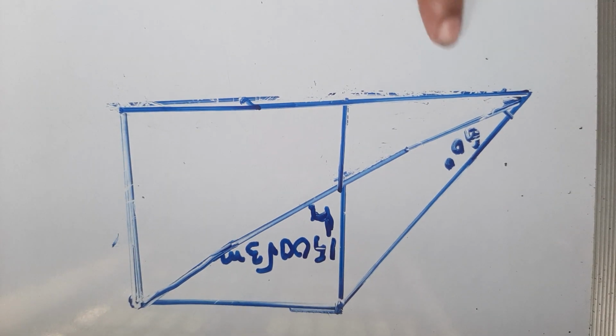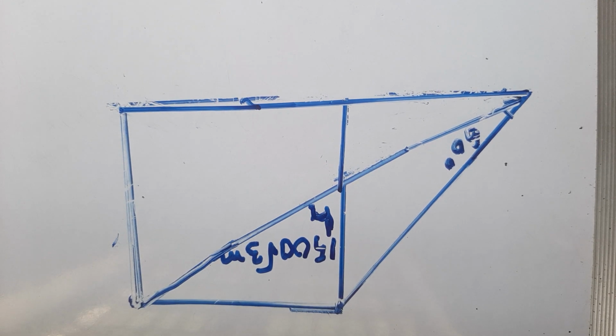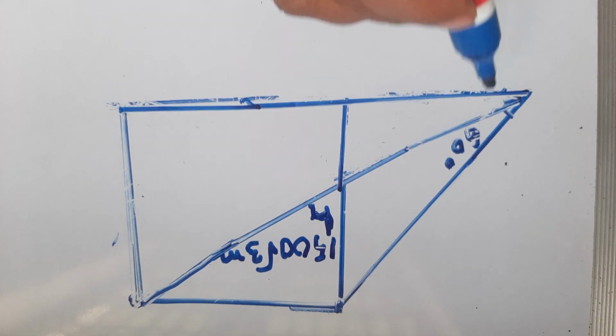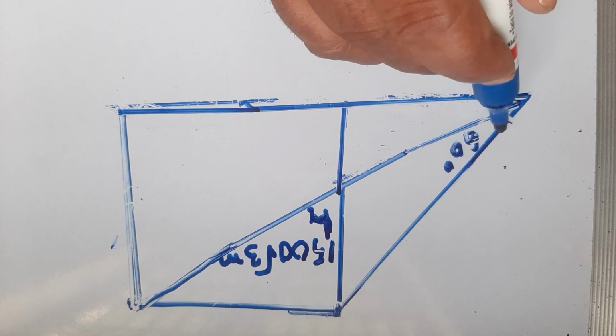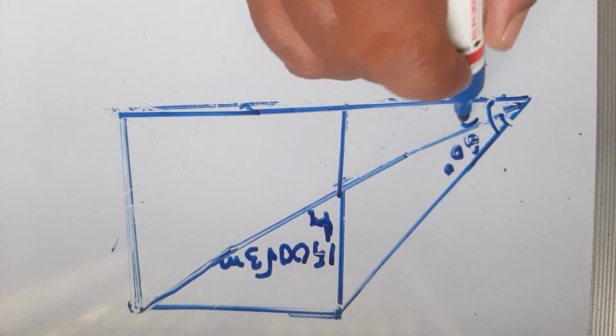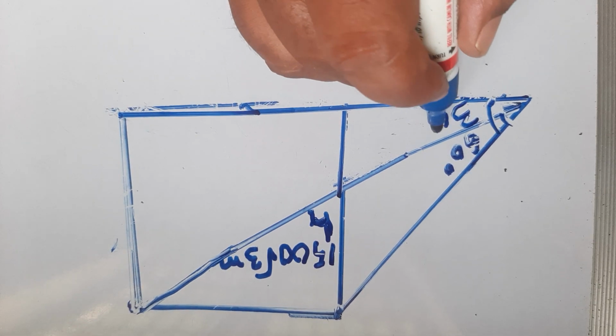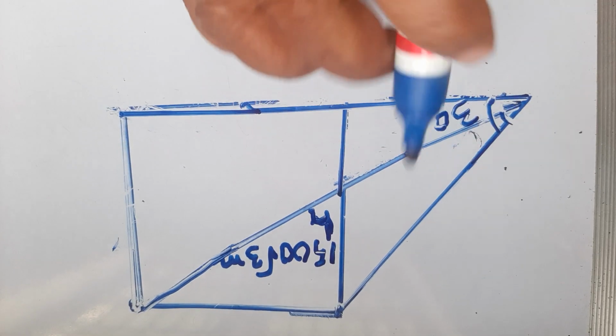So, the diagram has already taken 8 minutes to draw. Here it is 60 degrees, and here the angle is 30 degrees.